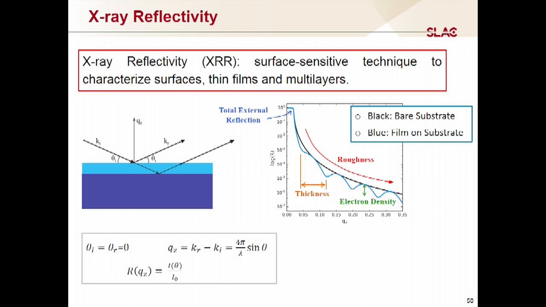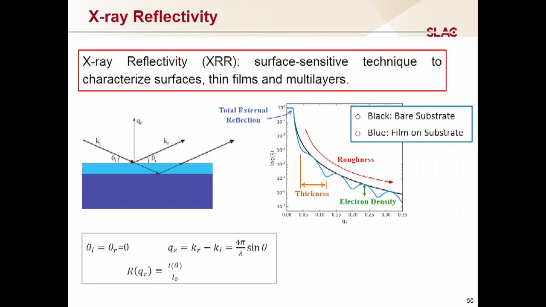There's a lot of techniques to cover, so we're going to jump around a little bit. I'm going to talk briefly about X-ray reflectivity. So this is a very surface-sensitive technique that lets you characterize thin films, multi-layers. Basically what you're learning is how thick each of your layers is in a layered system, and to some extent what the material is composed of.